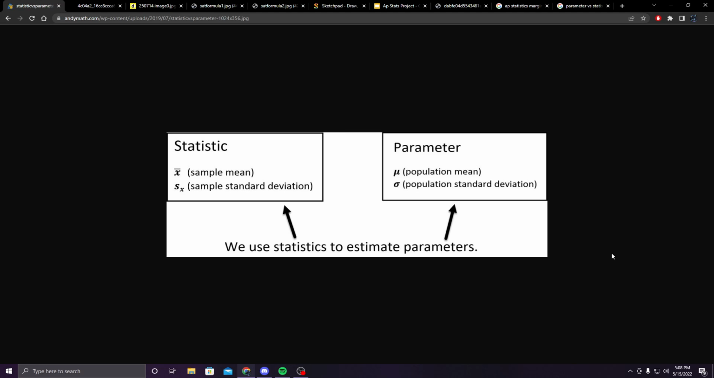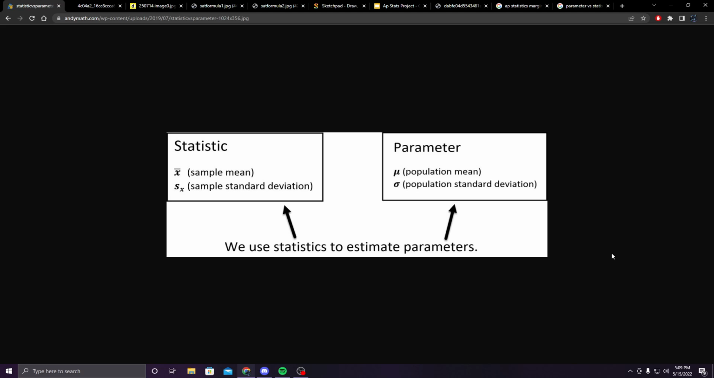But to start off, I feel like it's very important to build the foundation, which is knowing the difference between a statistic and a parameter. Now, a statistic is something that you gain from a sample, whereas a parameter is an estimate. So we use statistics to estimate parameters.